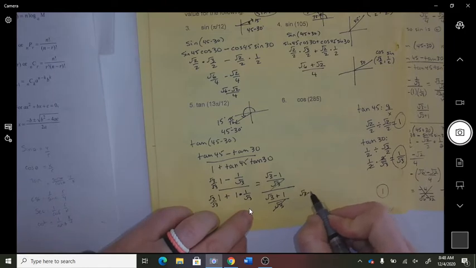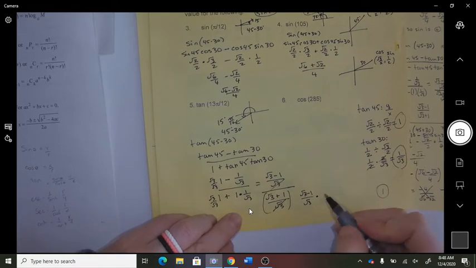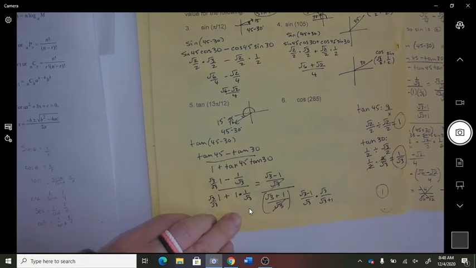So I guess I could show you the long way here. Instead of dividing by this whole fraction, I'm going to times and flip. Do you see how that cancels? And you're left with root 3 minus 1 over root 3 plus 1.